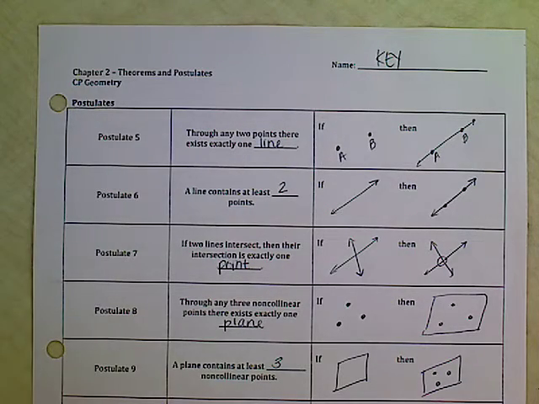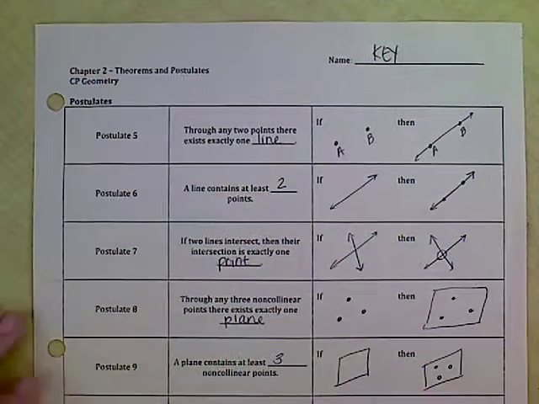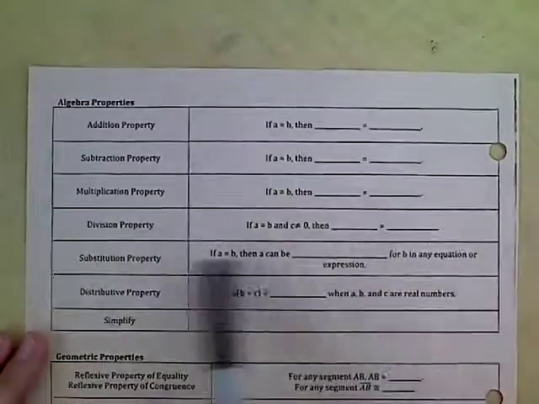The first thing that you need to get out is your brown graphic organizer. We filled in the postulates from yesterday and the diagrams from yesterday. So today we're going to go to the back and fill in this algebra properties section.